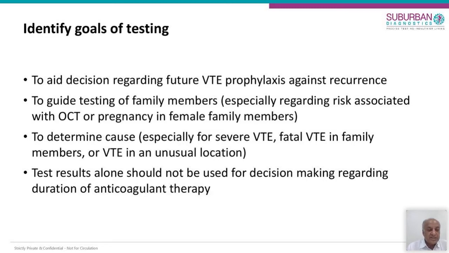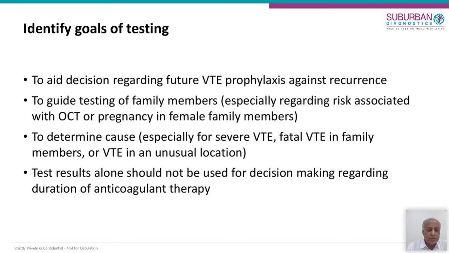So the things to consider while deciding about the objective of testing would be to decide whether it's going to aid in decision making regarding the future venous thromboembolism prophylaxis against recurrence. I think recurrence is something which all of us are worried about in patients of DVT, because on one side we do realize that there is no need for testing patients up front when they come with venous thrombosis, because of the reasons I just now enumerated.